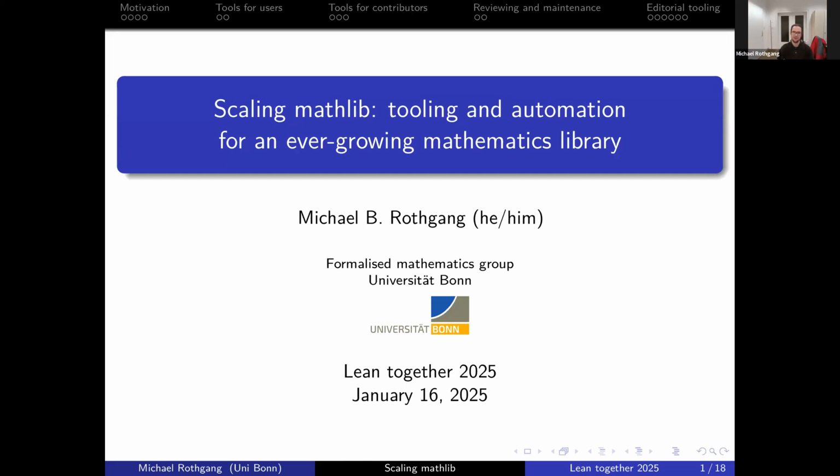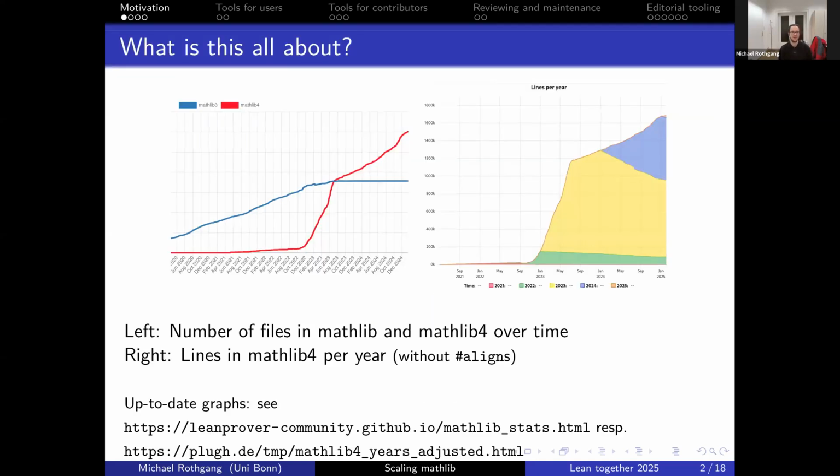So what are we talking about? Let me show you two graphs to indicate the elephant in the room. On the left, we see a graph showing the number of files in Mathlib, first for the Lean 3 version in blue, and then the Lean 4 version in red. And you see a roughly linear growth over time. The graph on the right shows the total lines of code, which indicates this is really a linear growth of the library.